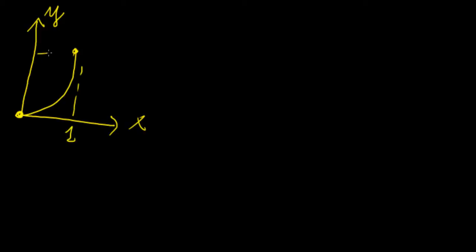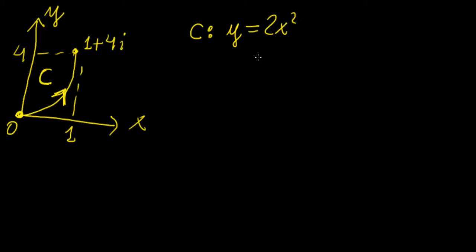So this is 1, this is 4. So this is going to be our curve or our path of integration. So this is going to be point 1 plus 4i. This is the point 0. And essentially our curve C is going to be defined by the path y equals 2x squared.